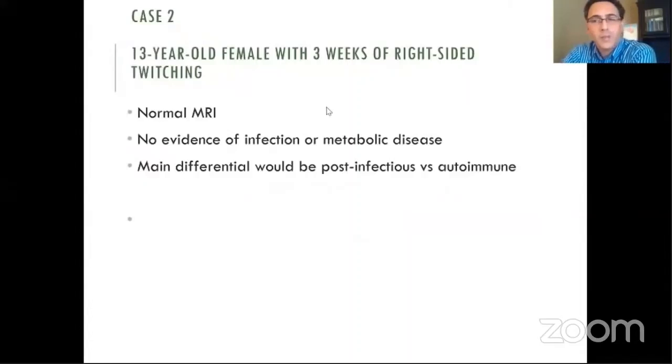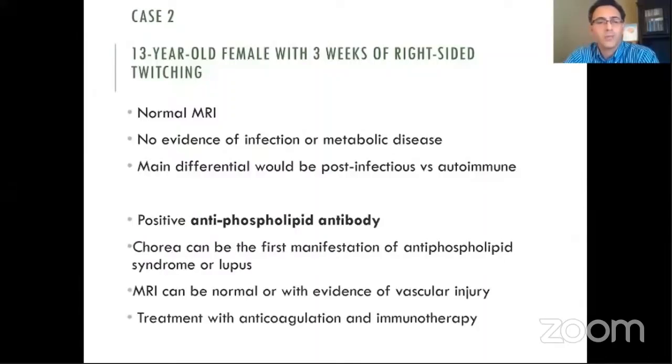So in this patient, MRI of the brain was normal. There was no evidence of infectious or metabolic disease on the workup, and the main differential, therefore, would be a post-infectious or autoimmune entity. There was no clear history of a streptococcal infection, although this always would be a consideration in this age group. In this patient, further workup revealed a positive antiphospholipid antibody.